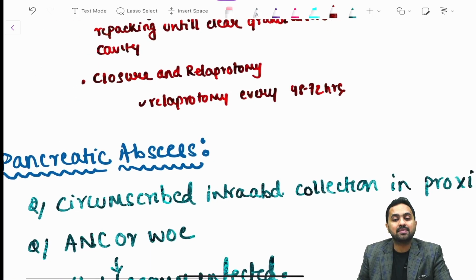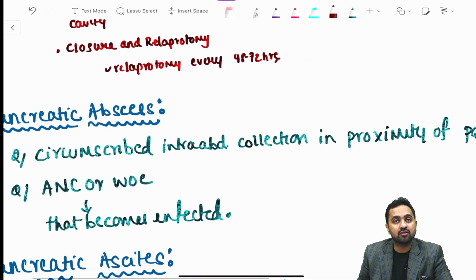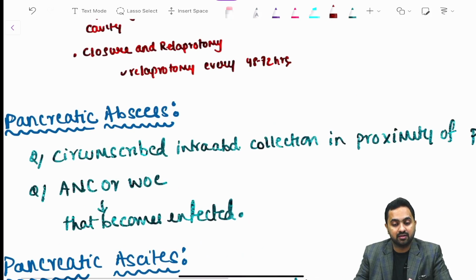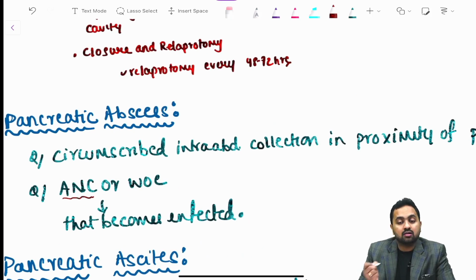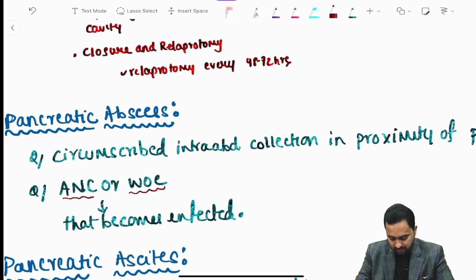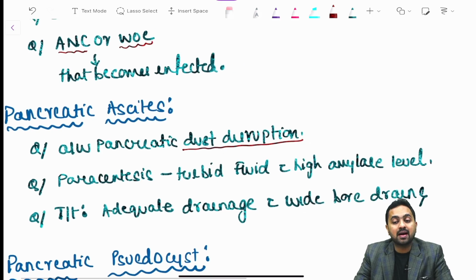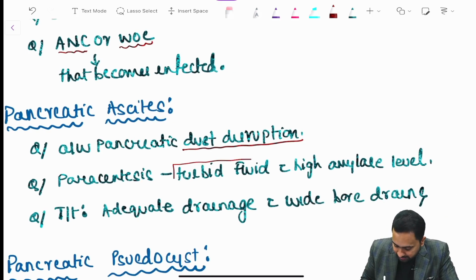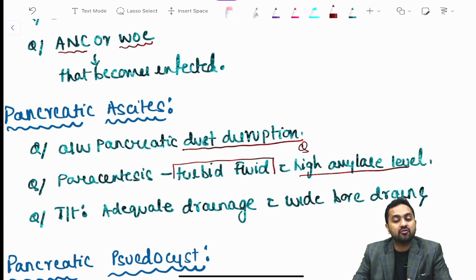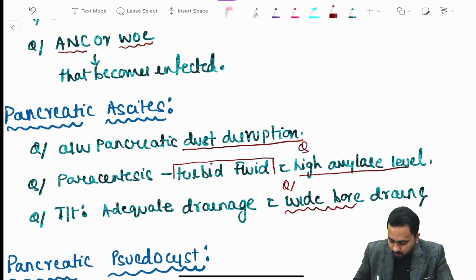Now, a few points regarding pancreatic abscess. These are circumscribed intra-abdominal collections in the proximity of the pancreas, right, and it is mainly walled-off necrosis or acute necrotic collection that becomes infected. Now, pancreatic ascites is associated with duct disruption. Then a paracentesis would give you a turbid fluid with a high amylase level. The treatment is adequate drainage with wide bore drains. So, always remember that whenever you are applying drains in case of a pancreatic necrosectomy, please make sure that you use wide bore drains.